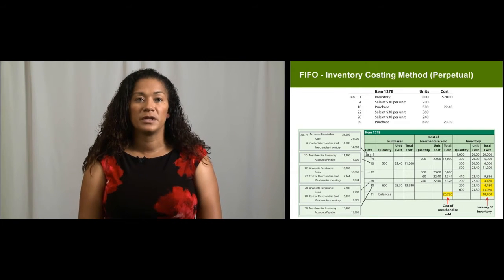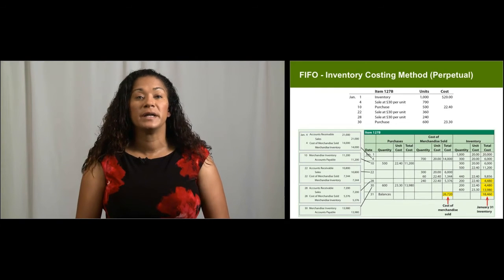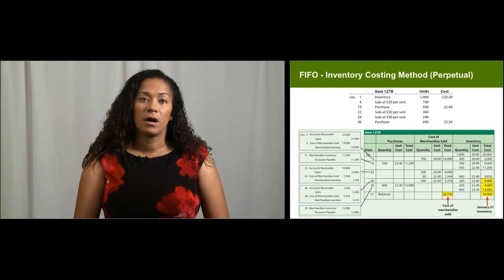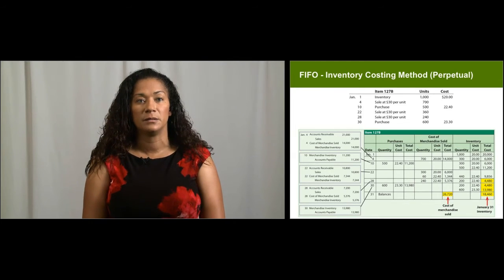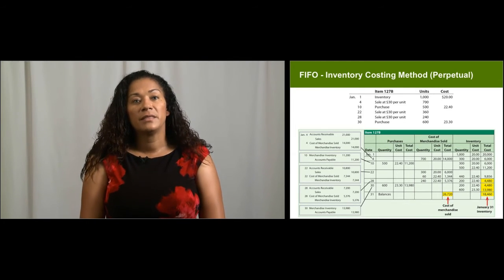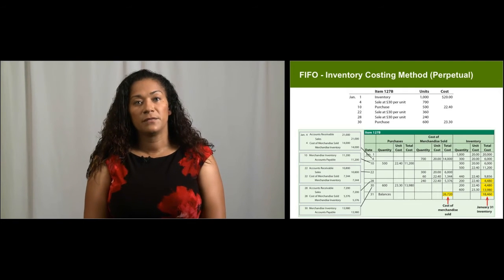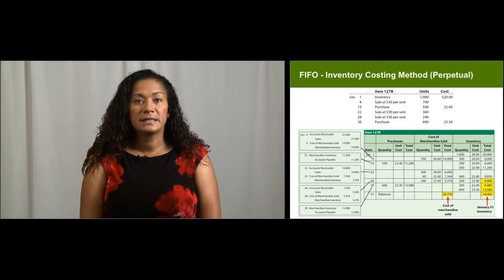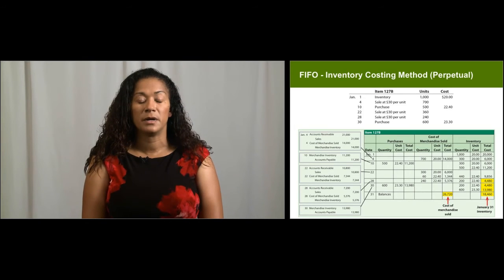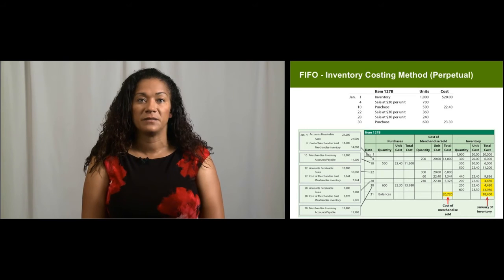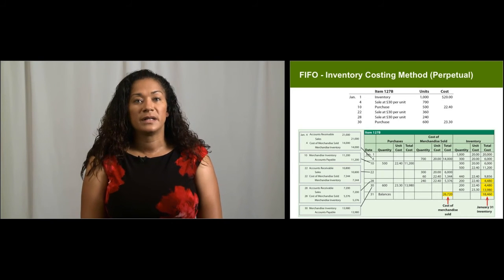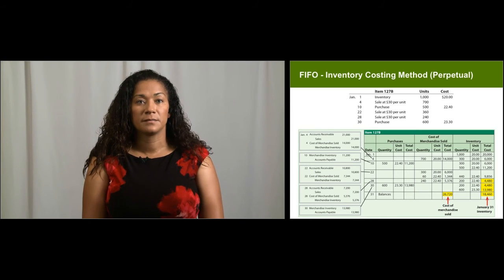Therefore, the 440 units that remain need to be entered in the quantity column under inventory. The unit cost of $22.40 needs to be entered in the unit cost column under inventory. And then the total cost of the remaining 440 units needs to be entered in the total cost column under inventory. The total cost should be $9,856, which is calculated by multiplying 440 by $22.40.